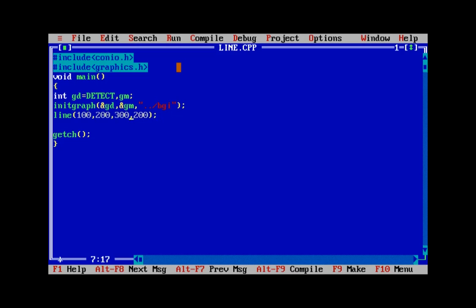Now we have so far learned the coordinate system. If we need to get the maximum x coordinate or the maximum y coordinate, the C graphics library says don't worry, and it provides an inbuilt function that will give us the maximum x coordinate and the maximum y coordinate as per our screen size. As said earlier, they are the getmaxx and getmaxy functions.